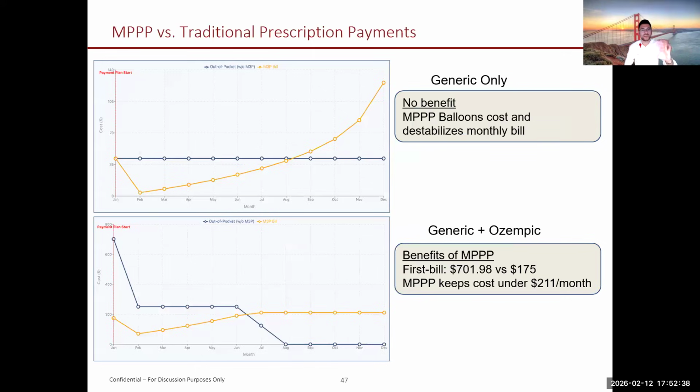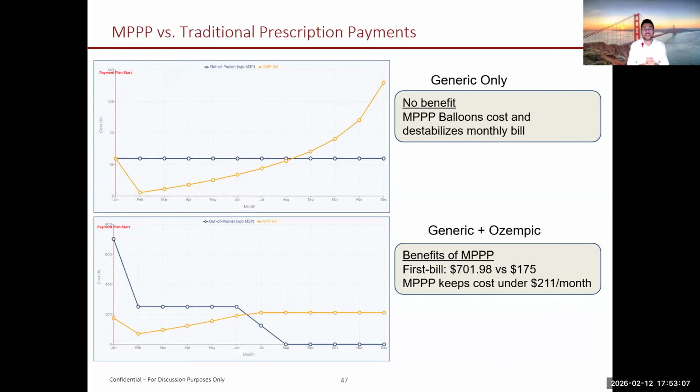This is two examples of where it's beneficial and not beneficial. The top is when the M3P is not beneficial. If you're someone that has low cost at the pharmacy, it's pretty stable every month, you don't have any issues going to the pharmacy and paying for the medicine, don't do the M3P. Just keep doing what you're doing if it's manageable. If you do the M3P, in this case, it's not designed for it, and the formula destabilizes your payment. You end up deferring some cost in the beginning and having to make it all up in the end.